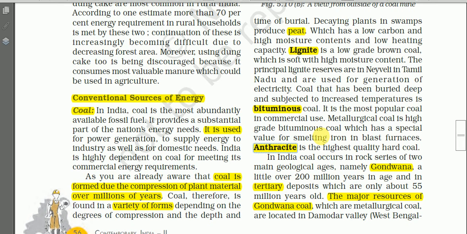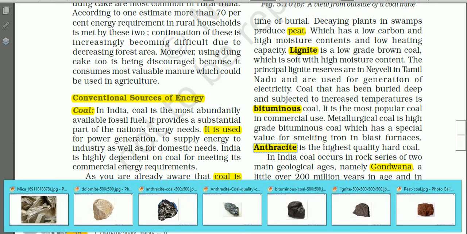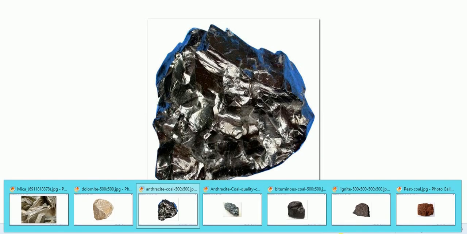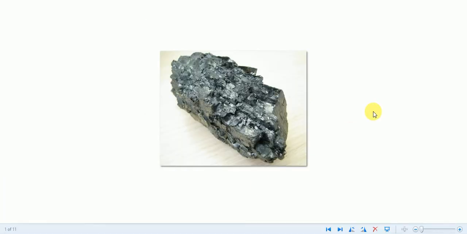So here is the picture of this anthracite coal. See, it is black and lustrous, that is shiny. And here these are cloths. I will show you another one. So this is also anthracite. It is black and lustrous, shiny. So this is the best quality coal.